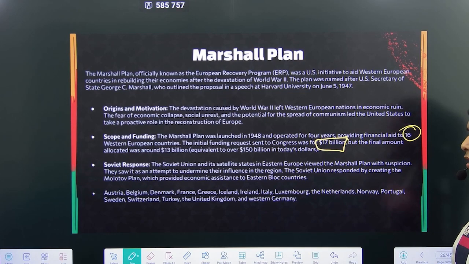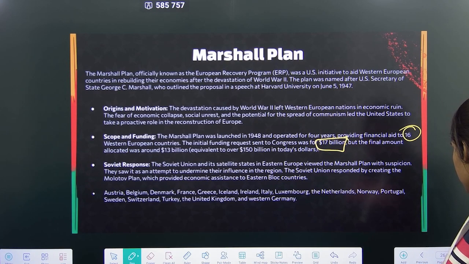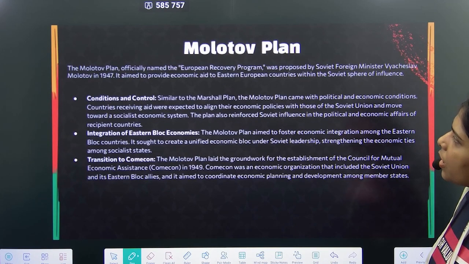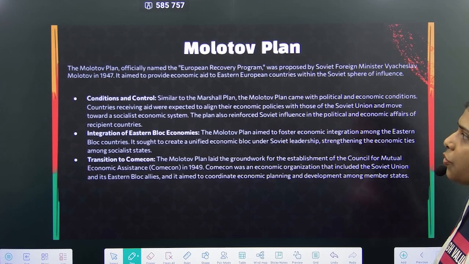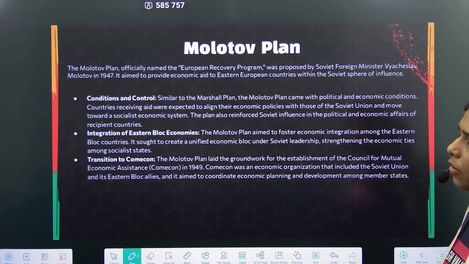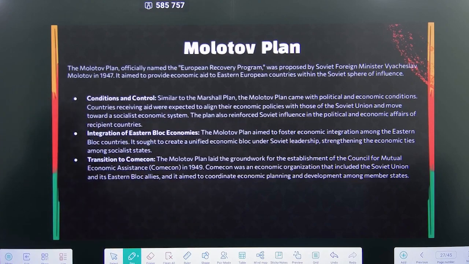The 16 nations of the Marshall Plan were: Austria, Belgium, Denmark, France, Greece, Iceland, Ireland, Italy, Luxembourg, Netherlands, Norway, Portugal, Sweden, Switzerland, Turkey, UK, and Western Germany. These were the 16 nations which received assistance. The Molotov Plan was proposed by the Foreign Minister of the USSR, Vyacheslav Molotov. However we pronounce it, please excuse my pronunciation of these foreign names. It was announced in 1947.